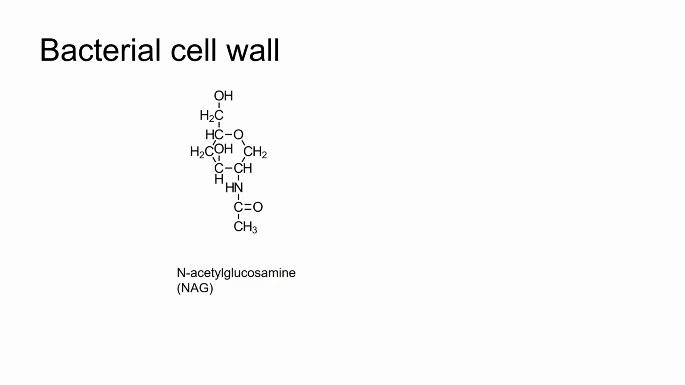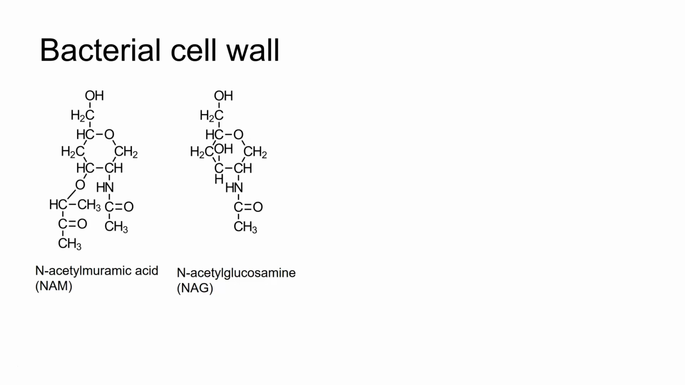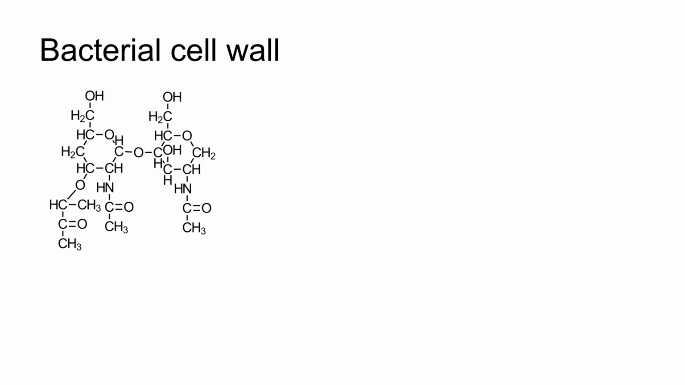However, you can see that coming off of carbon number 2, there is an amino group. This is attached to an acetyl group, which gives it the name N-acetylglucosamine. There is another material that is also found in the bacterial cell wall, which is N-acetylmuramic acid. It's got an acid group coming off of the number 3 carbon. These together will bond to form a polymer.